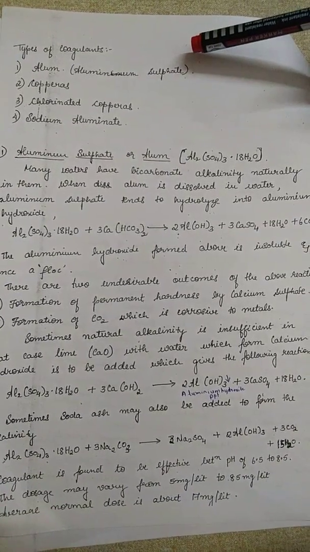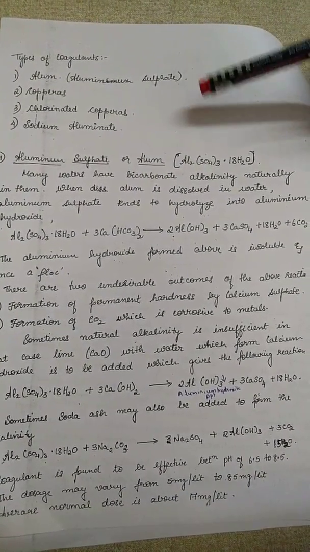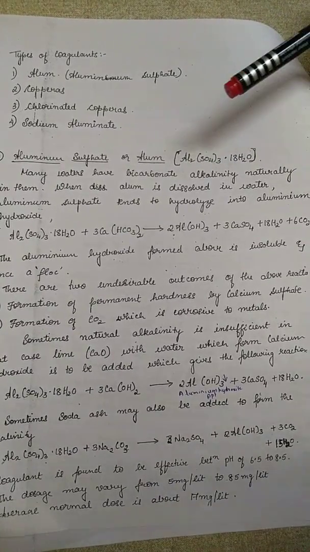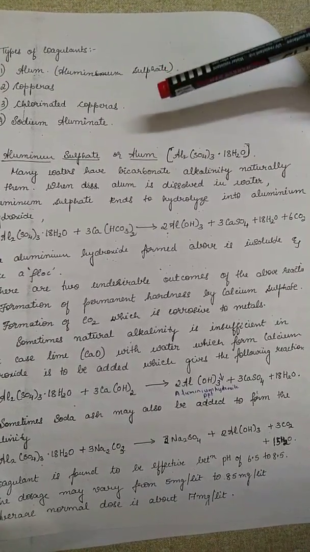This particular alum is very important. The question may come in your exam that explain the different types of coagulants. The question may come for 10 marks, or they may ask either one of these.